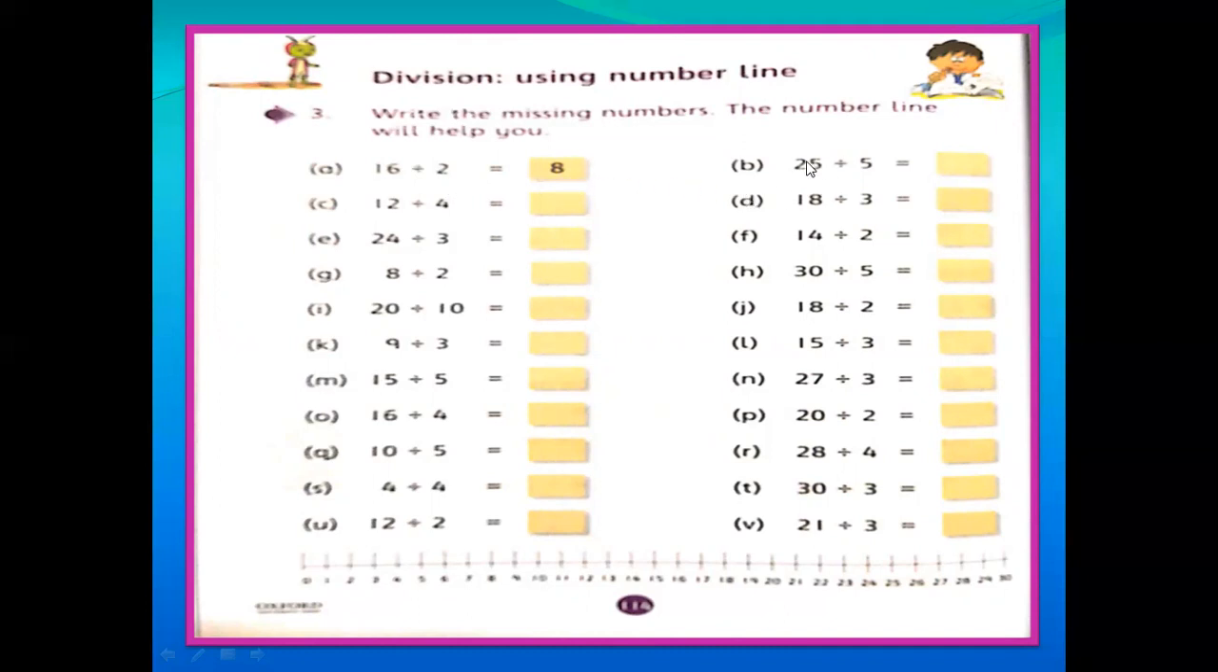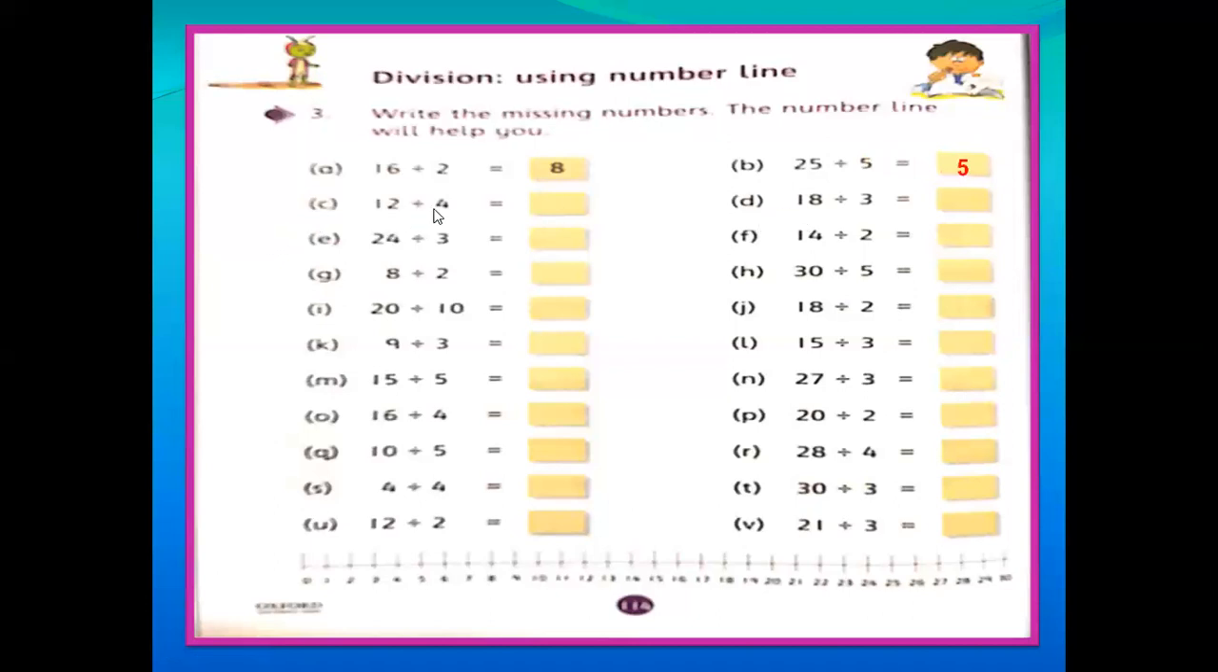B part, 25 divided by 5. Read the table of 5. 5 ones are 5, 5 twos are 10, 5 threes are 15, 5 fours are 20, 5 fives are 25, 5 sixes are 30, 5 sevens are 35. No, it is going longer. So 5 fives are 25, because 5 sixes are 30, which is bigger than 25. So stop here. When we multiply 5 with 5, 25 comes. So our answer is 5.